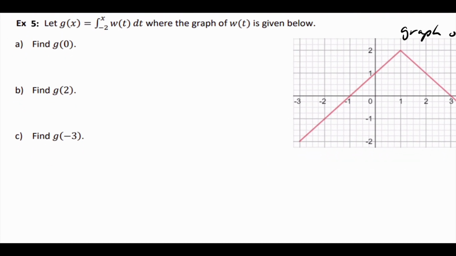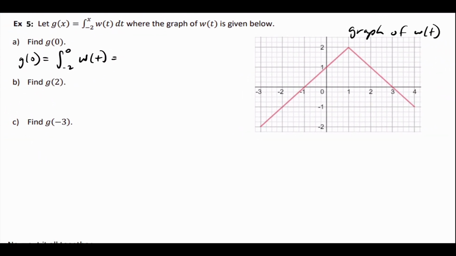So how do I figure it out? Everywhere I see an x, I'm going to plug in a 0. So g of 0 equals the integral from negative 2 to 0 of w of t. So to figure out what g of 0 is, I have to figure out what this integral is equal to. And we've seen this before. You're just finding area under the curve from negative 2 to 0. You did that on your test. You did that last chapter. So let's go to the graph.